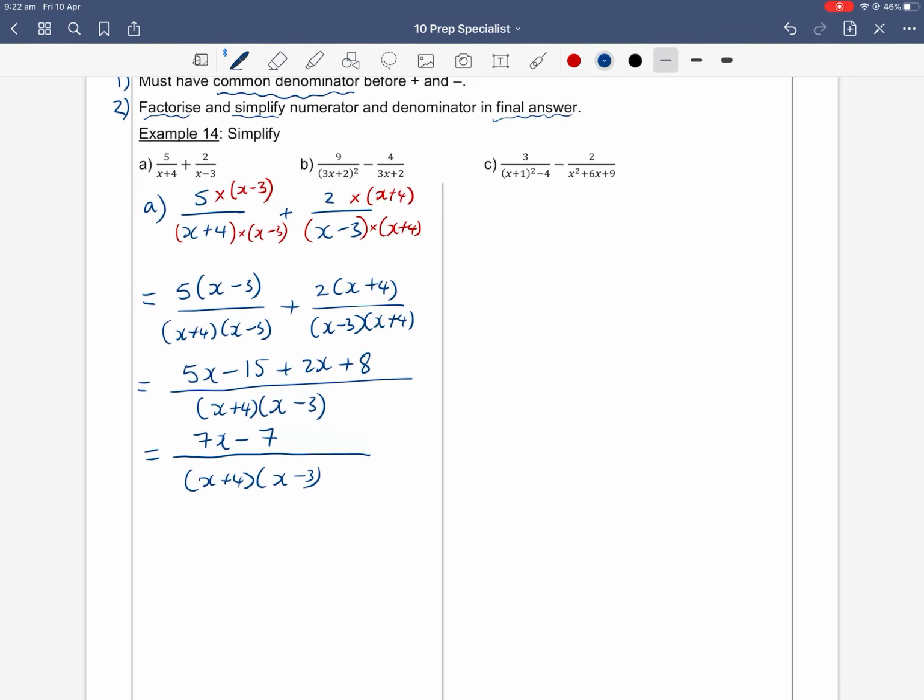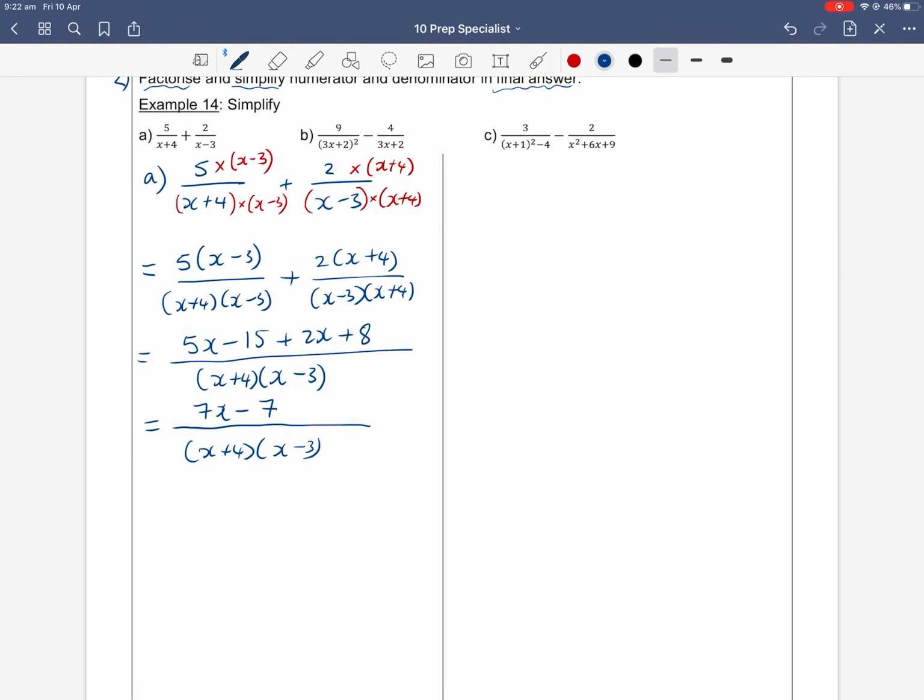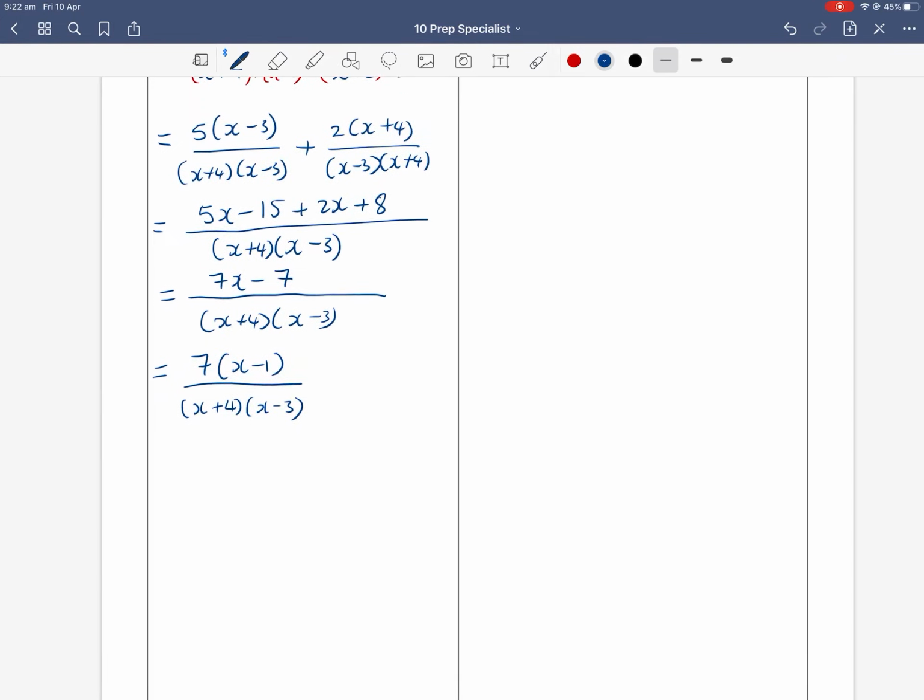Check, can you factorize and simplify any numerator or denominator? Well, yes, we can factorize. On the top, take out a 7. So we get 7 outside of x minus 1 all over x plus 4 times x minus 3 on the denominator. And then check, is there anything else we can cancel out in common because we're multiplying? No, and that's it.